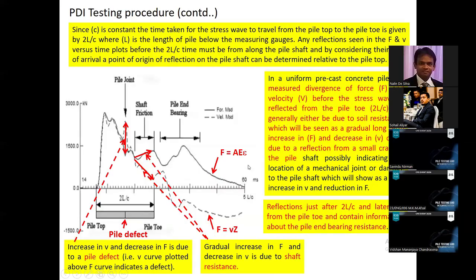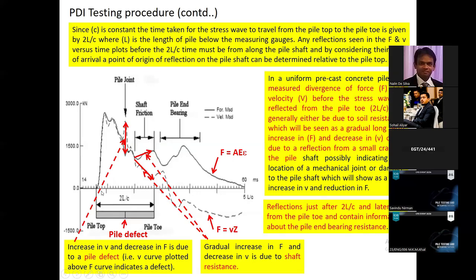Now let's see how we can interpret this data. So this is a typical force record and velocity record. You can see up to the first peak, both force and velocity records are almost identical to each other. Then at a certain depth, a certain depth below the pile toe.